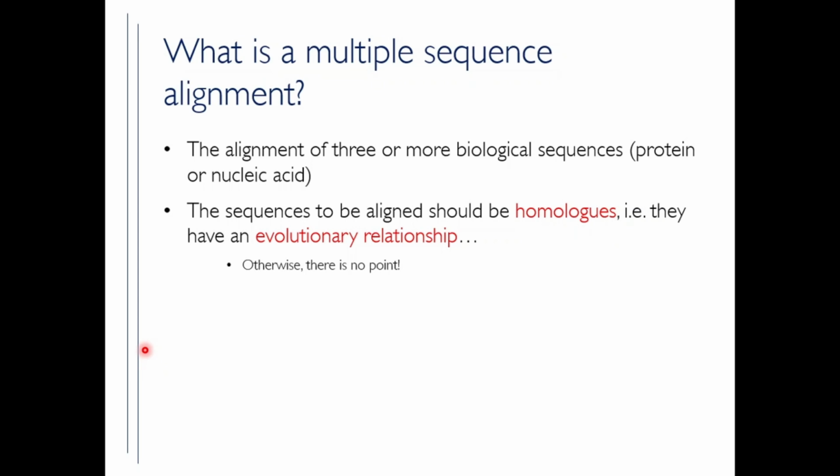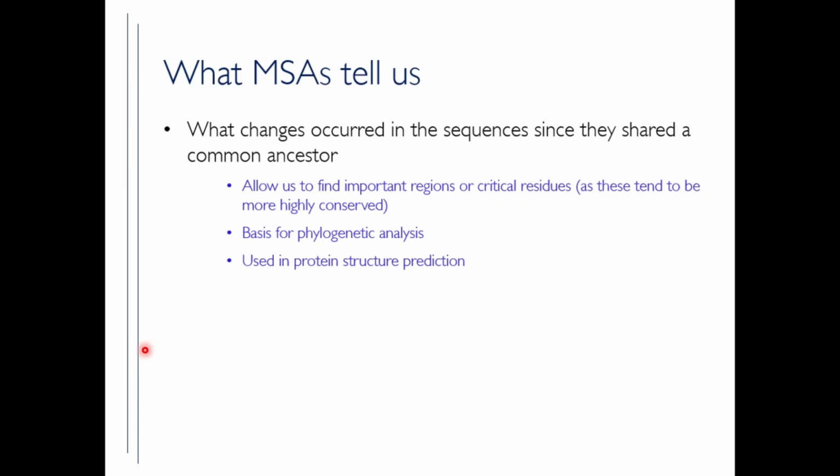Otherwise, there's no point, because a multiple sequence alignment shows you the changes that have occurred within that sequence since they shared a common ancestor. As the name suggests, you need to have a common ancestor. It also allows us to find critical regions within those sequences and look at how well conserved certain areas are. So it tells us what changes occurred within the sequences since they last shared a common ancestor. They allow us to find important regions, critical residues, etc.